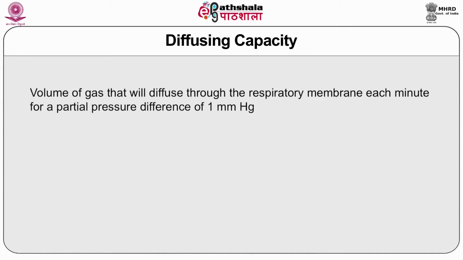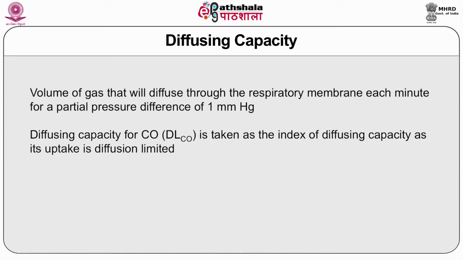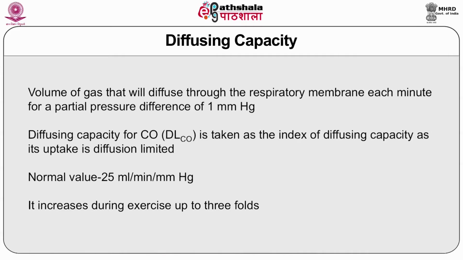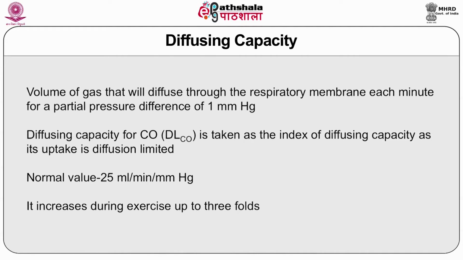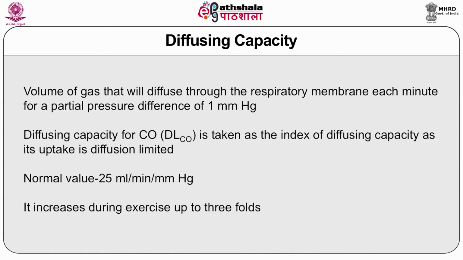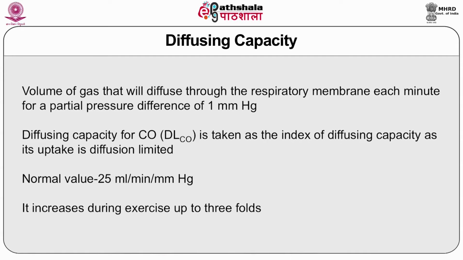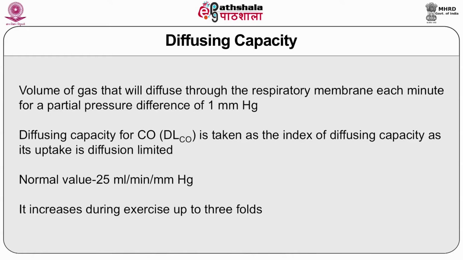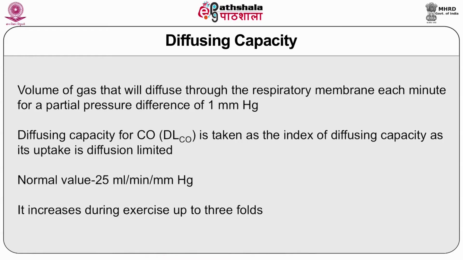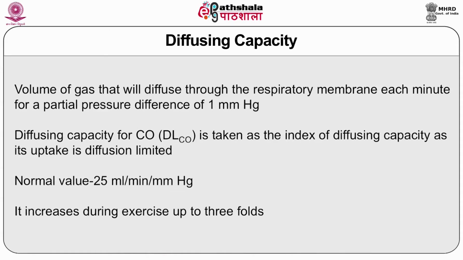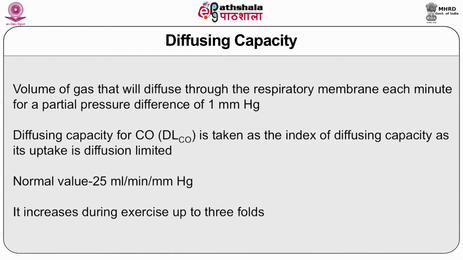Diffusing capacity is the volume of gas that will diffuse through the respiratory membrane each minute for a partial pressure difference of 1 millimeter of mercury. Diffusing capacity for carbon monoxide is taken as the index of diffusing capacity, as its uptake is diffusion limited. The normal value for diffusing capacity for carbon monoxide is 25 ml per minute per millimeter of mercury. It increases during exercise up to 3 folds in normal persons.